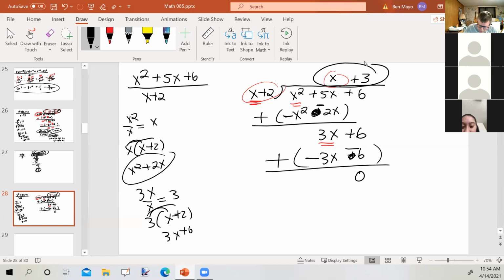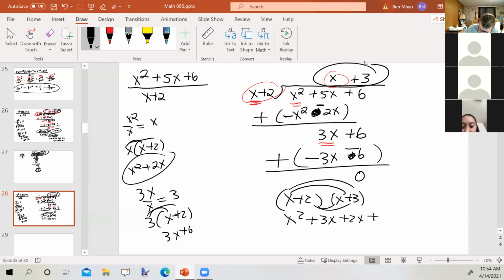And to check our work, x plus 2 times x plus 3 should equal x squared plus 5x plus 6. x squared plus 3x plus 2x plus 6. x squared plus 5x plus 6. And it checks. All righty.